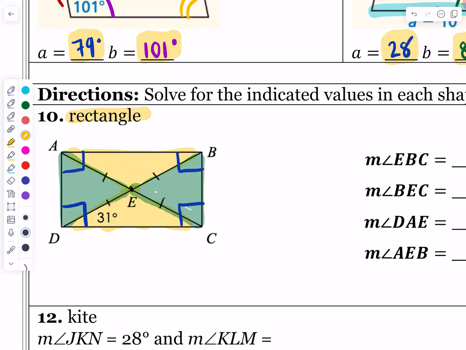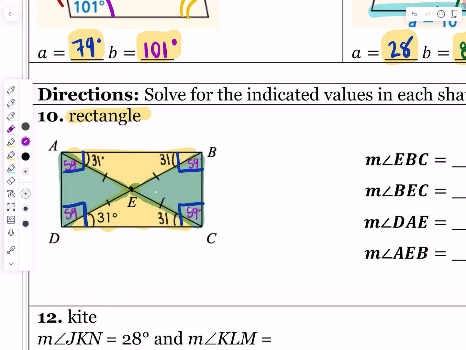So immediately, what does that help me do? That's going to help me fill in some missing angles. So if this is 31, this angle is going to be 31 as well. This angle is going to be 31 degrees. And then this angle is going to be 31 degrees. So how do I find what is left for the rest of the right angle? I'm going to do 90 minus 31. Well, 90 minus 31 is going to give me 59 degrees for each of these purple angles.